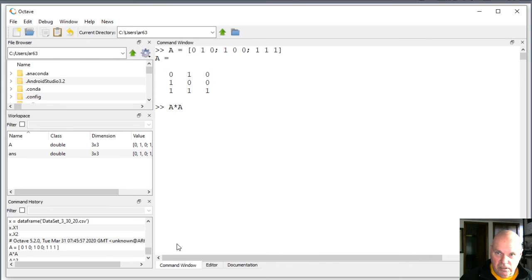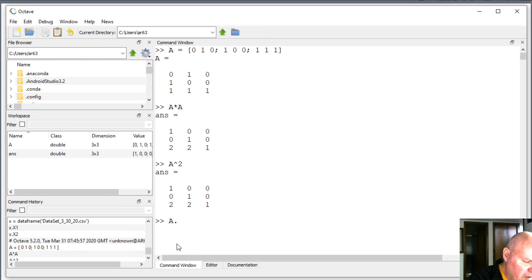Okay, notice A is 3 by 3, so I can multiply two square matrices of the same dimension. So A times A is defined. I can get a similar result by doing A squared. Now, by default, Octave, MATLAB wants to do matrix operations. So A squared is the matrix multiplication of A times A.